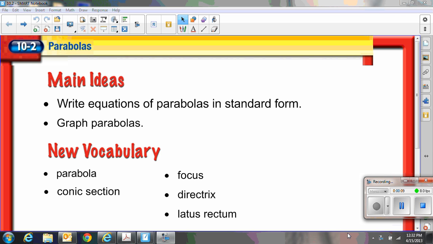Today we're going to take a look at how to write equations of parabolas in standard form and also graph parabolas. Now, earlier in the year we did parabolas of y in terms of x. Now we're going to do parabolas of x in terms of y.